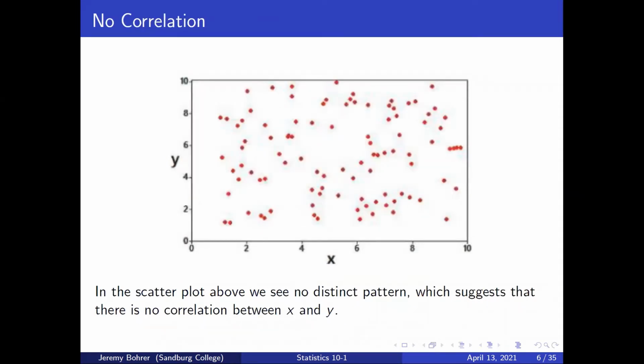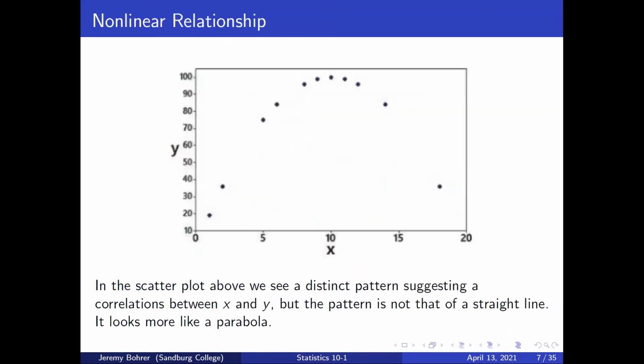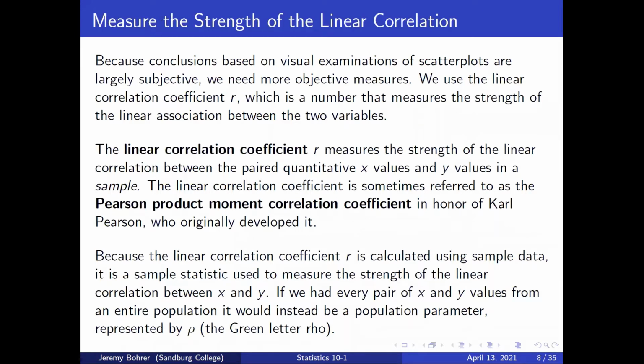In the scatter plot above, we see no distinct pattern, which suggests that there is no correlation between x and y. In the scatter plot above, we see a distinct pattern suggesting a correlation between x and y, but the pattern is not that of a straight line. It looks more like a parabola. Because conclusions based on visual examinations of scatter plots are largely subjective, we need more objective measures.